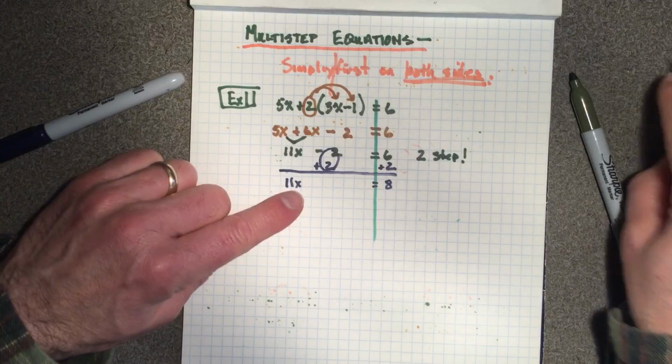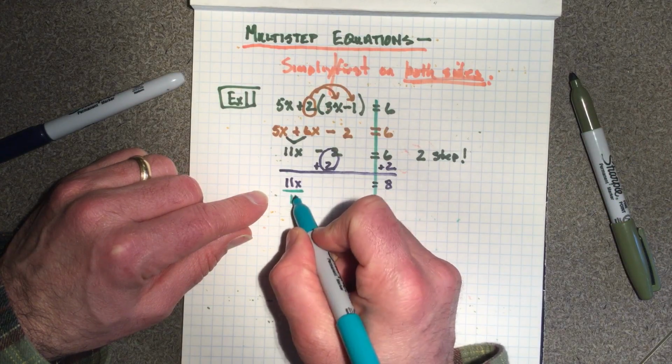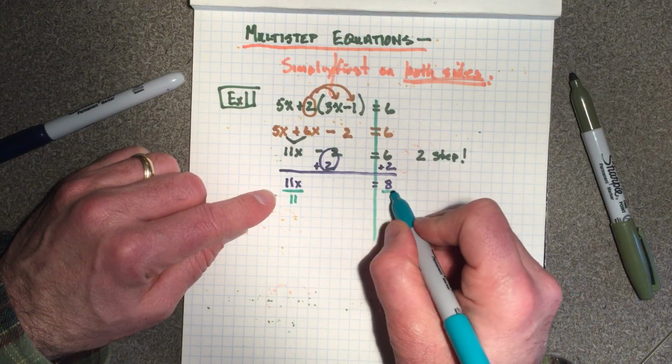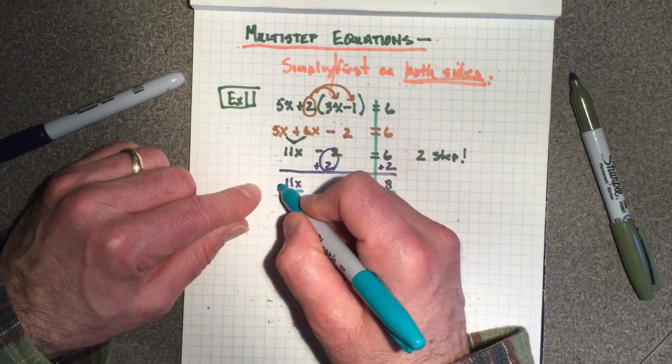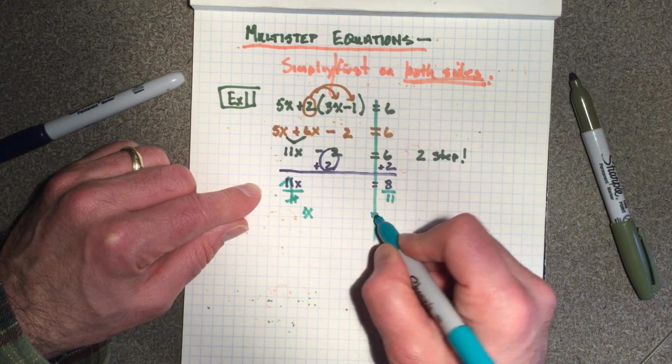Now how do you get rid of multiplying by 11? Well, we divide by 11. So I drew a nice little fraction there because that's how you do division in algebra. And so I divide by 11 over here. Here's your great big 1. And 1 times x is x. Bring down your equal sign.